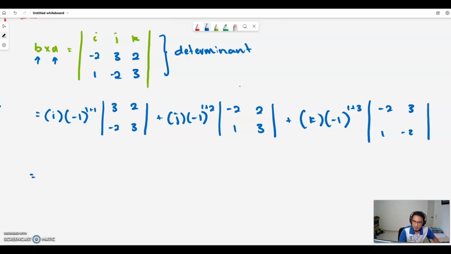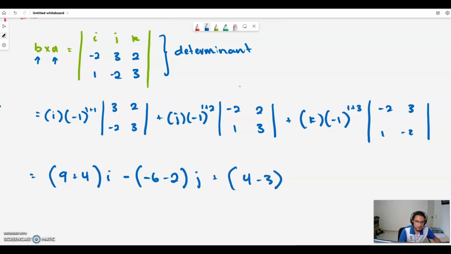Okay, so then we solve this, it will be 9 plus 4 I minus negative 6 minus 2J plus 4 minus 3K. So then it will be 13I plus 8J plus K. Alright, so this is a new vector in the form of I, J, K.